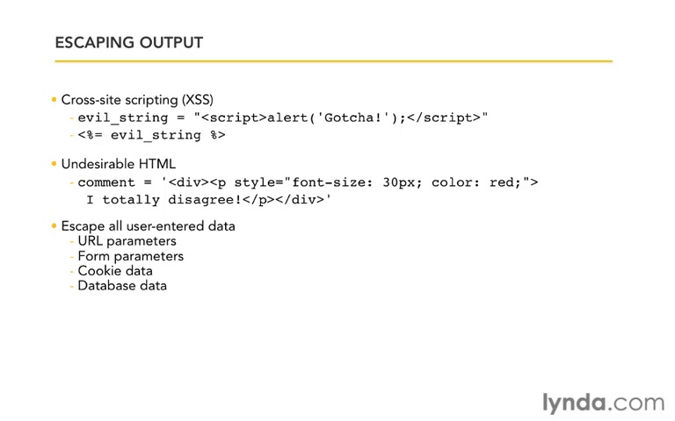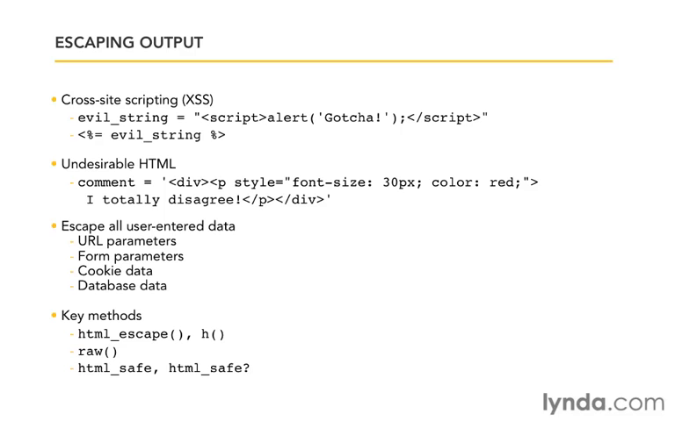ERB, which we're using to output our templates, has a method built into it called HTML escape, or just h for short, that allows you to escape all the tags in a string before outputting them. It does it by turning every open and close tag symbol, the less than and greater than sign, into their HTML character entities, the ones that start with ampersand. We'll take a look at those in a moment.